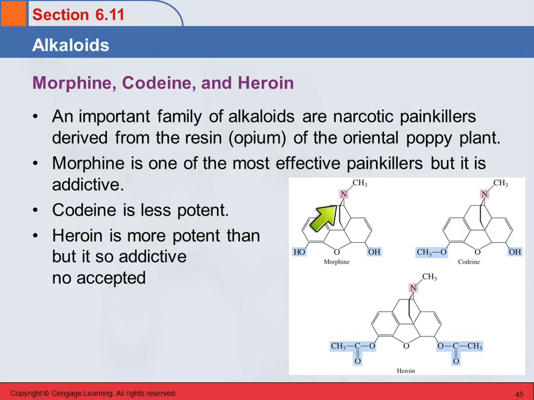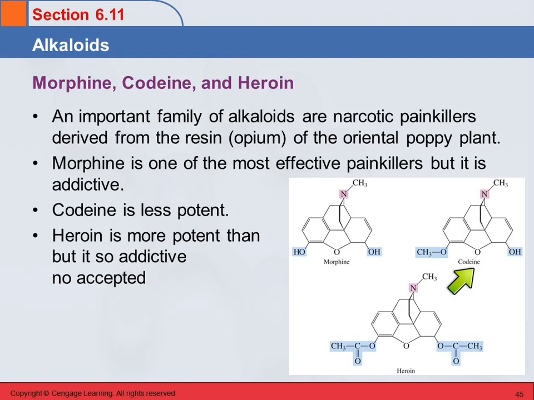So morphine, here's the structure of morphine. Morphine is one of the most effective painkillers, but it's also very addictive. And so that makes it dangerous to be using. If you modify the morphine slightly, so what we've done here is we've taken this alcohol functional group here and made it into an ester. Everything else about these molecules is the same.